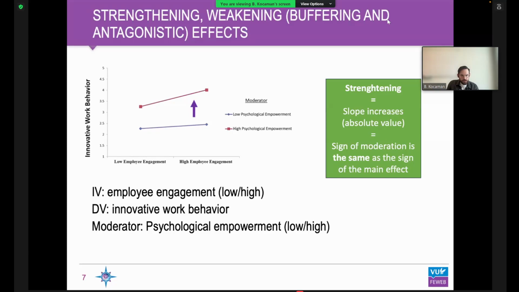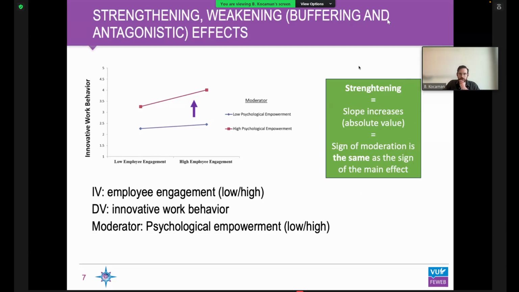Only the DV is the dummy variable? No, the IV and the moderator, because they have two levels, right? Low, high. These are nominal or ordinal variables, but they have two levels, and then you can describe these as dummy variables.